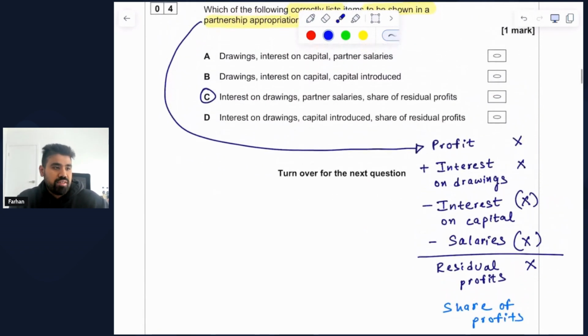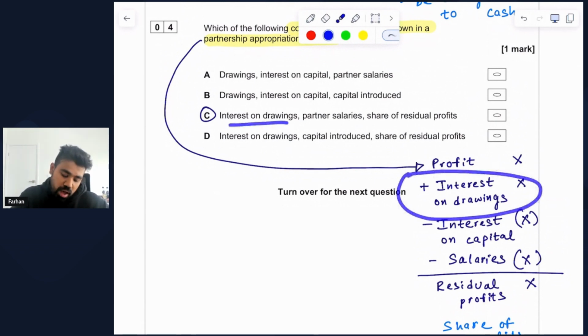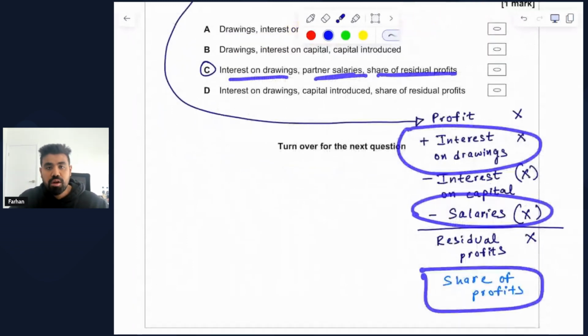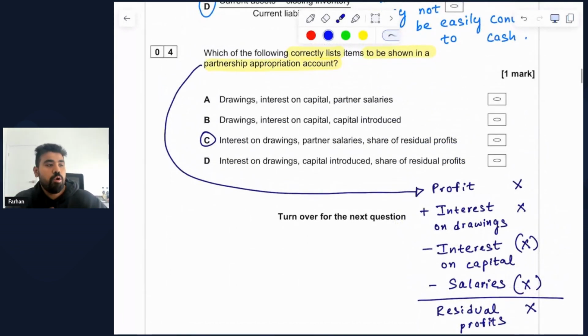So on that basis, you can see that option C is the correct one because it contains interest and drawings, which is a part of the appropriation account. It also has the salaries, which is also included in the appropriation account, and the share of residual profits, which is what we eventually distribute among the partners based on the investment of capital that they have made within the business. So the correct option to select for question 4 is therefore option number C.